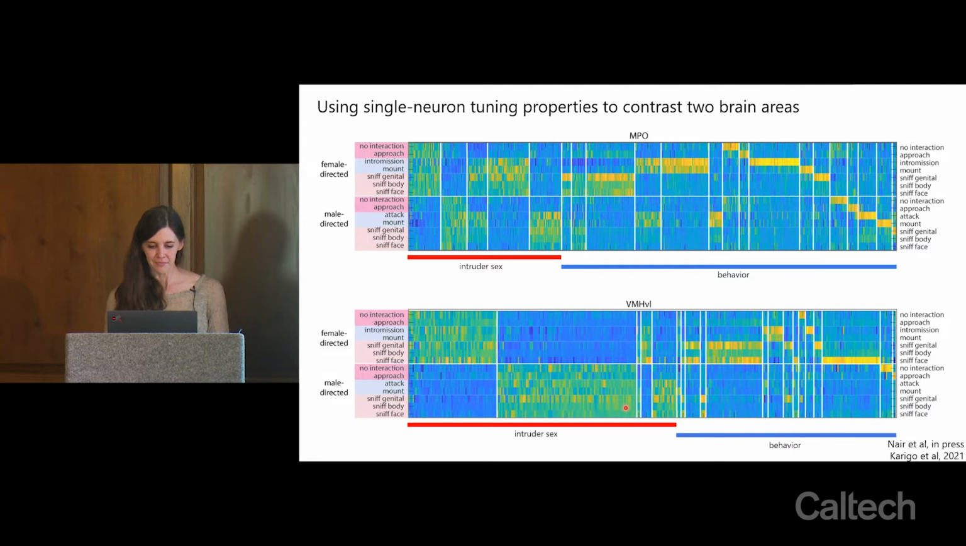I'll also add that to make these rasters, I z-scored the responses of the cells. Each column here is one neuron, and I'm showing the average activity of the neuron during each of these behaviors. And I z-scored them, which means I subtracted the mean and I divided by the standard deviation of the responses. So within a group of cells that's responsive to a behavior, some cells are going to be very strongly activated and others will be less strongly activated. But the relative difference in activation between behaviors is what we're grouping these cells by.